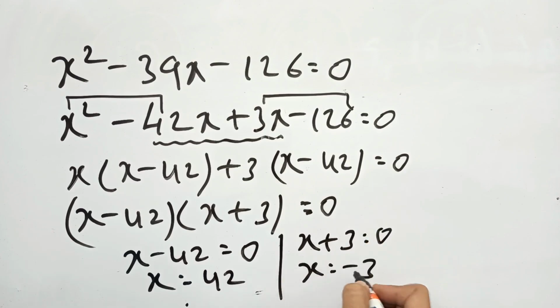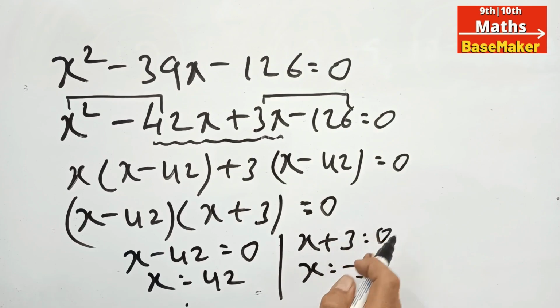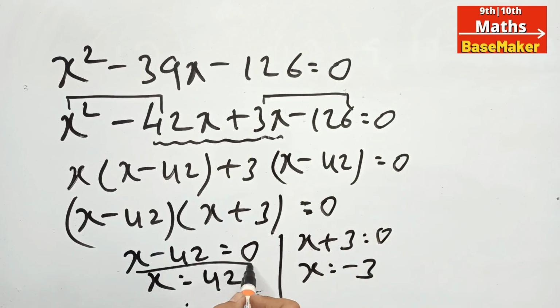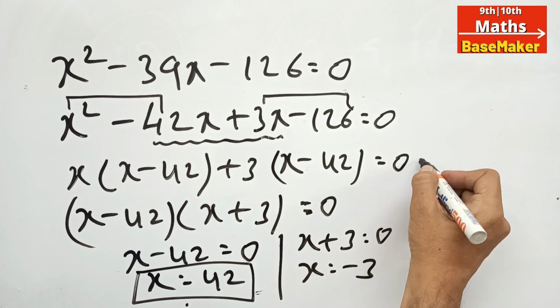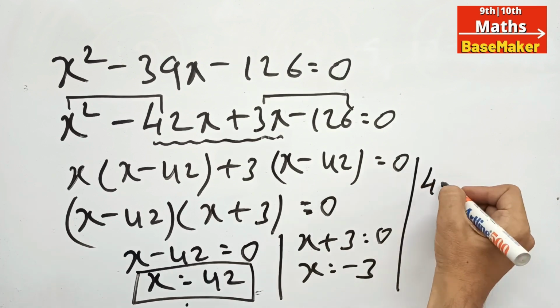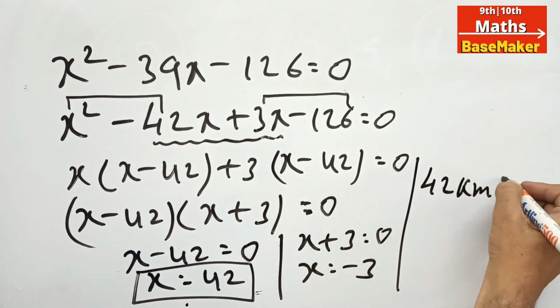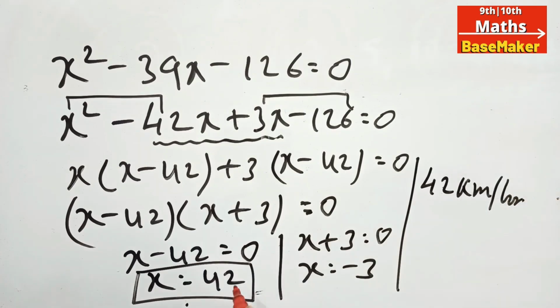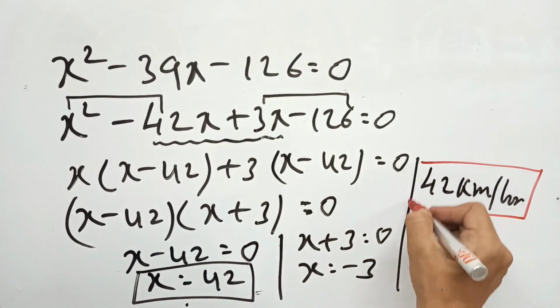तो x इज -3. तो ये दो वैल्यूज़ आ गई, बट दिस इज़ नेगेटिव, तो वर्ड प्रॉब्लम्स में नेगेटिव को हम रिजेक्ट करेंगे. दिस इज़ अवर आंसर. तो स्पीड ऑफ द ट्रेन इज 42 किलोमीटर पर आवर, original speed of the train.